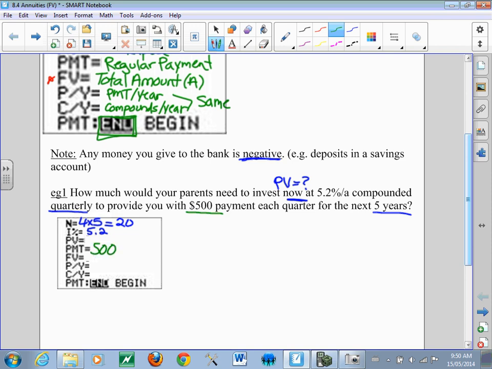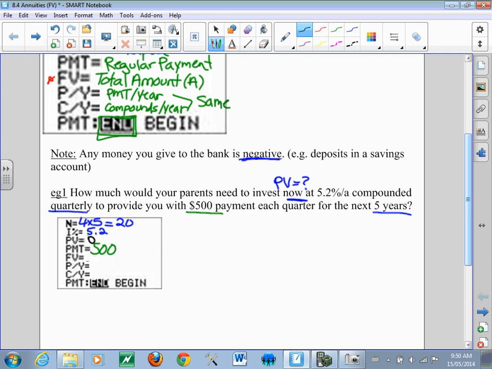For the next 5 years. So say your parents want to help you out with university. How much do they need to put in now so that when you go to university in 5 years, you're going to get $500 each quarter for each term of your schooling? All right. So the first thing we want to do is find out payment, which is present value.